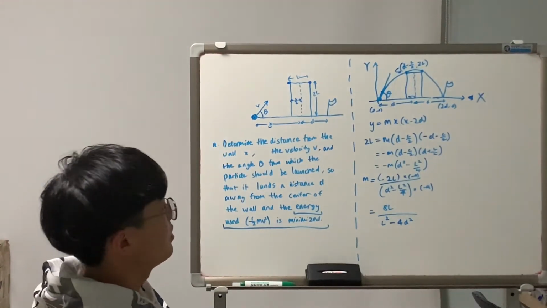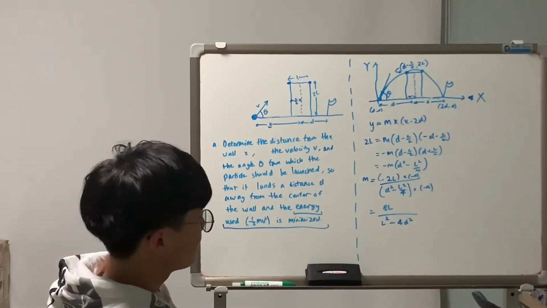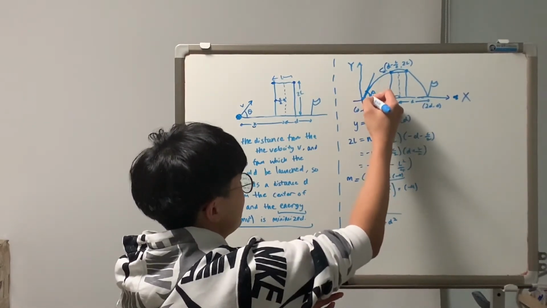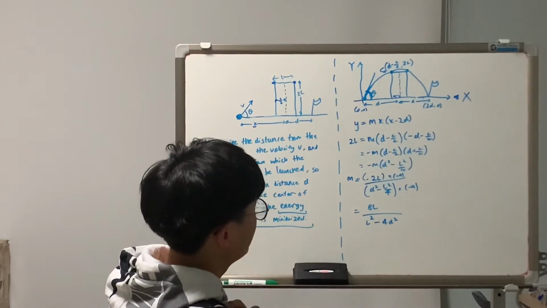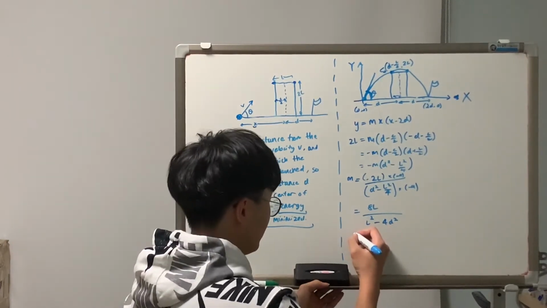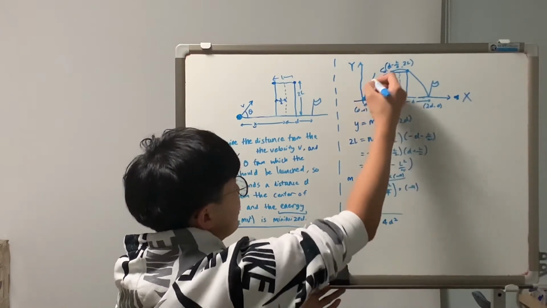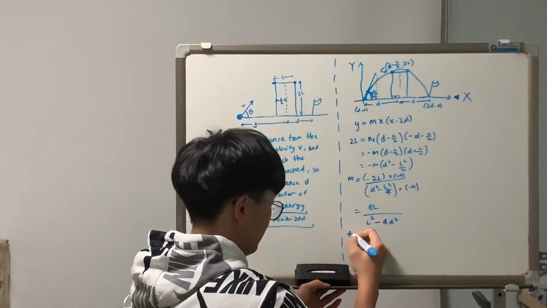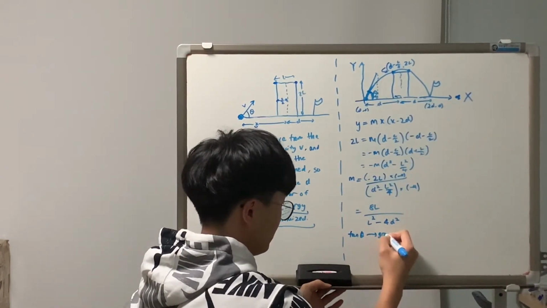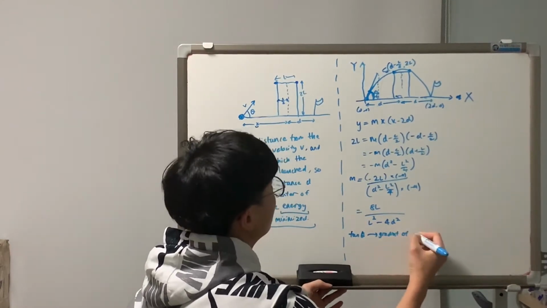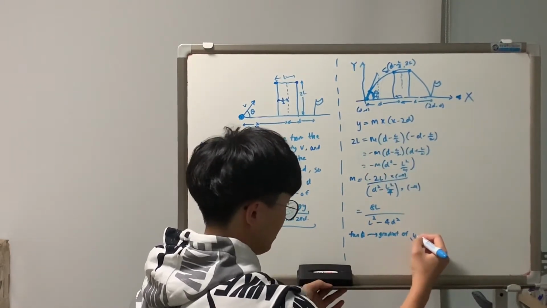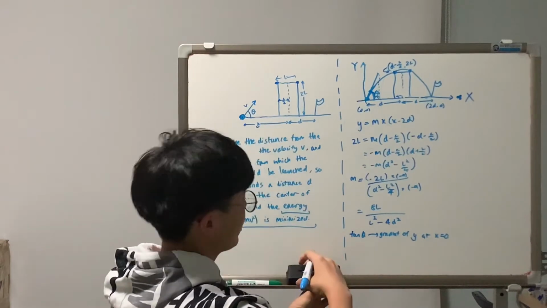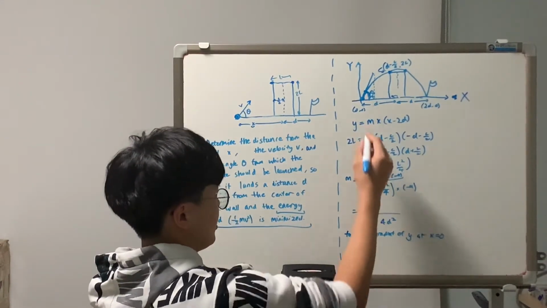Okay, now what could we do? So we had this as theta. And theta we could say is, for clearer explanation, tangent theta would be the gradient of graph y, parabola y at x equals 0. So we could differentiate this equation. Let's leave m for now.